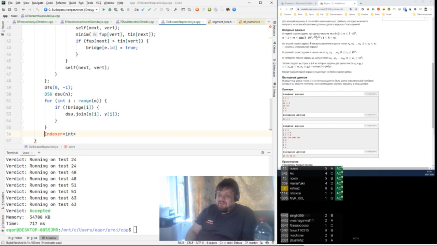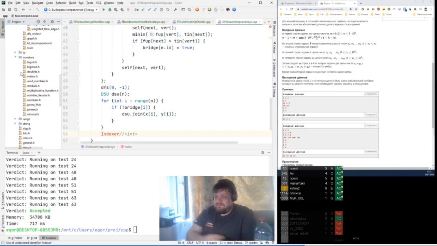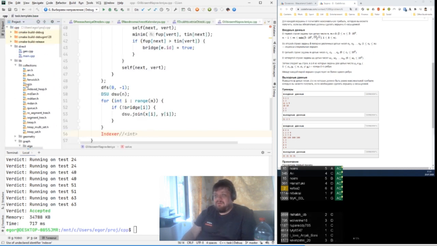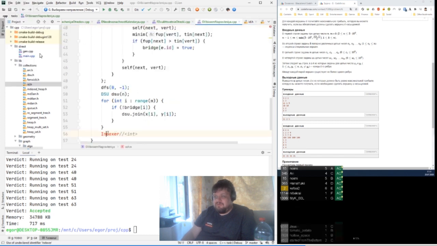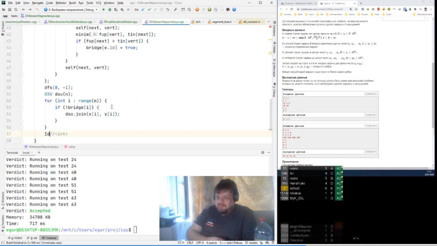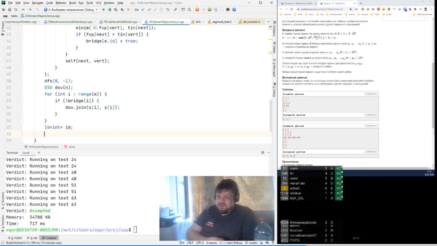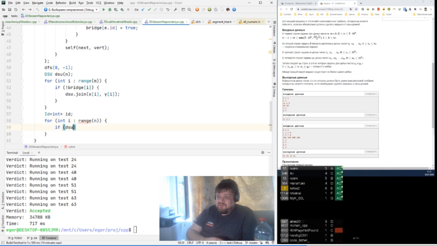So here what we are doing is building the condensed graph. Let's once again try to speed it up a bit. We already implemented the algorithm of finding all the bridges.